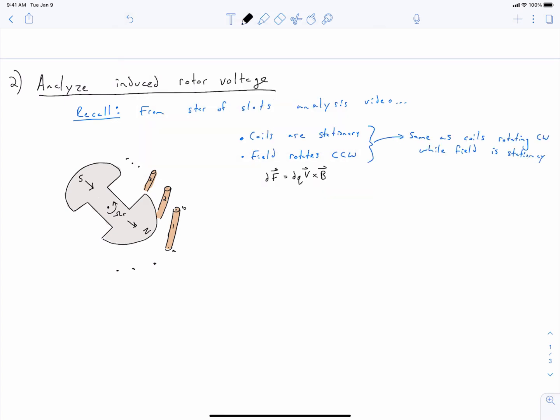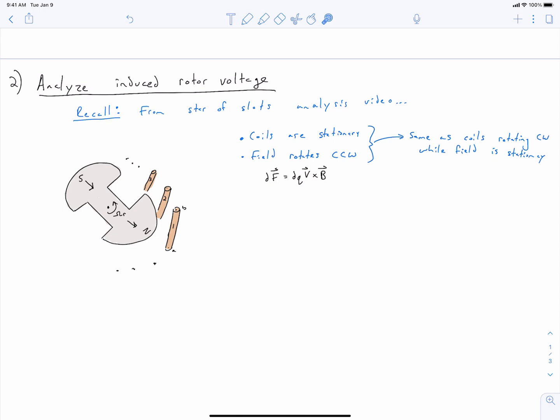Okay, so we had this situation here where we've got our rotor that's rotating in the counterclockwise direction, and then surrounding the rotor, of course, our stator and the stator coil sides in slots. I'm just recreating diagrams that we had drawn in that video. So we're summarizing the facts here. We have stationary coils, the field is rotating counterclockwise, and we're going to use the Lorentz force equation to calculate the EMF in the machine.